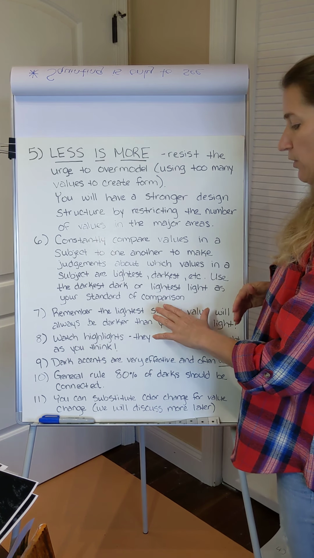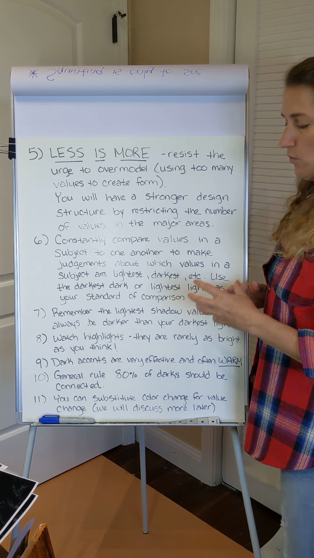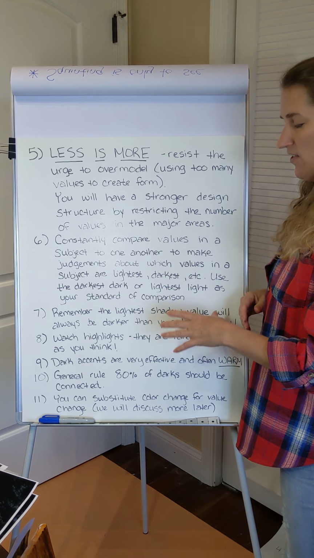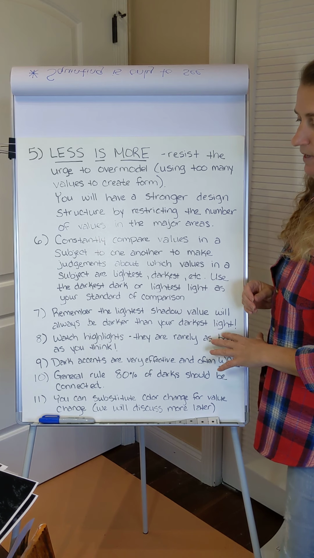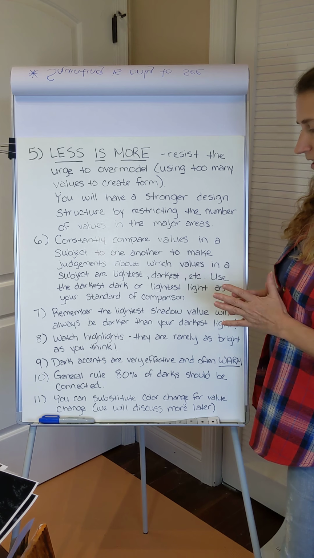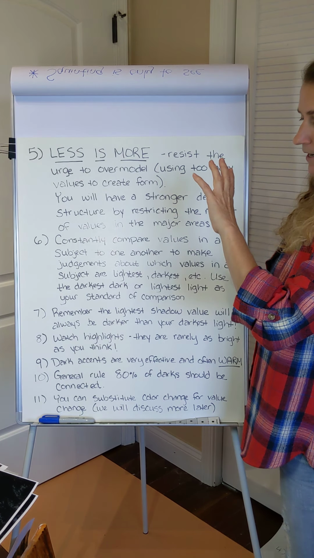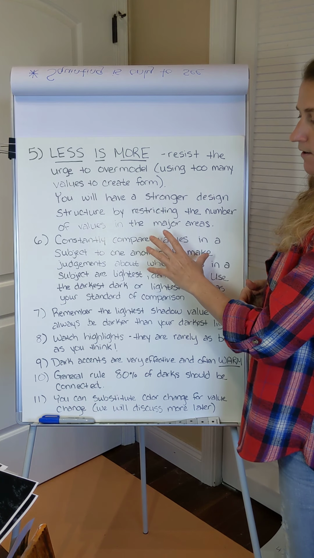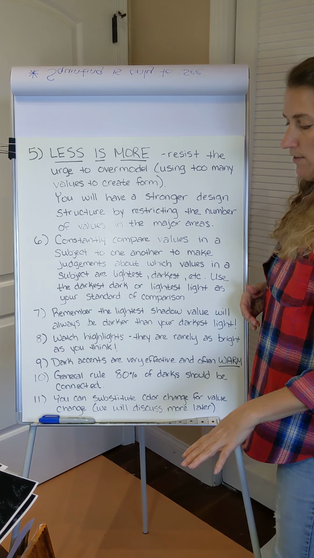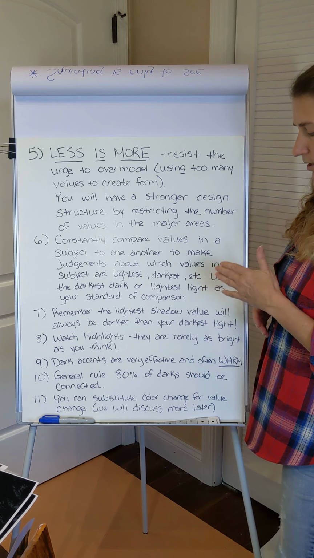mid-range. Remember, this is really important: the lightest shadow value area, so when you're in a shadow, the lightest part is always going to still be darker than the darkest part of a light area. So let me say that again. The lightest shadow value will always be darker than your darkest light. So when you have clouds, sunlit clouds, the shadow area of those clouds is still going to be brighter than the lightest part in a shadow on the ground. Okay, so your lightest shadow value will always be darker than your darkest light.